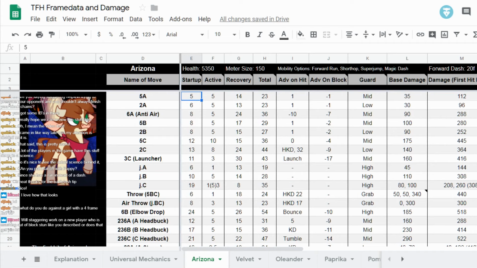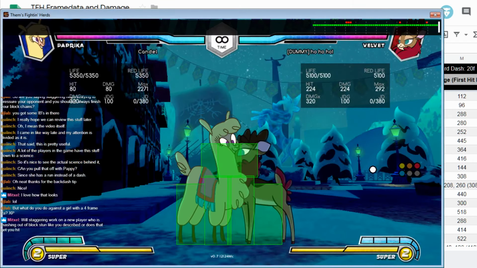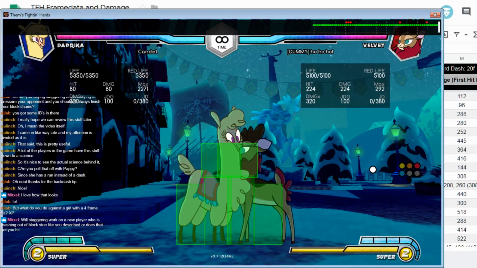Will staggering work on a new player who is mashing out of blockstun? No. And that's why a lot of people don't do staggering in this game. Because if someone's always mashing out of blockstun, then if you try to stagger them, if you try to end your pressure early, you will get hit. But that also means that if they're always mashing out of blockstun, you can abuse that.